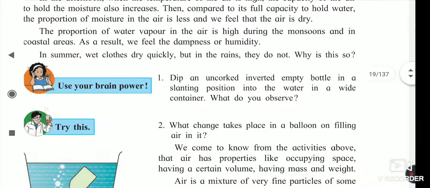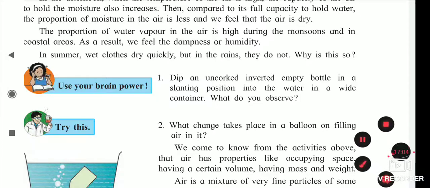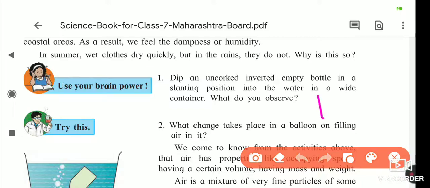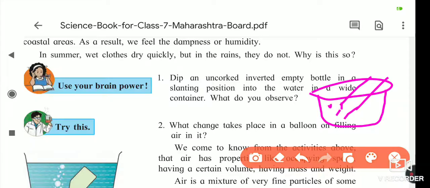Okay, dip an uncorked inverted empty bottle in a slanting position into the water in a wide container. What do you observe? If we take water in this container and hold this bottle inside it, and it is filled with water, we see bubbles of air coming out of it.